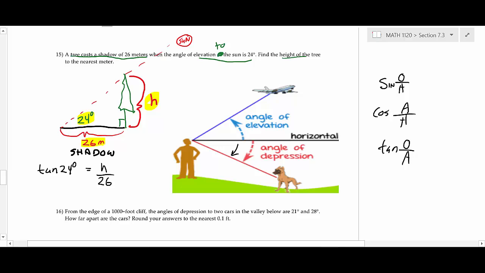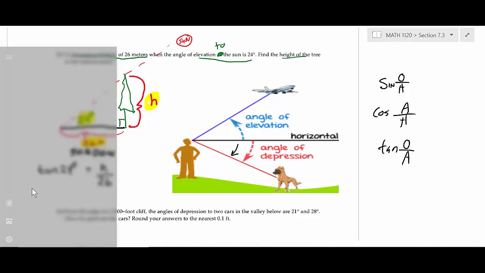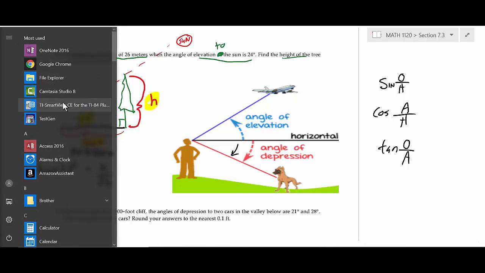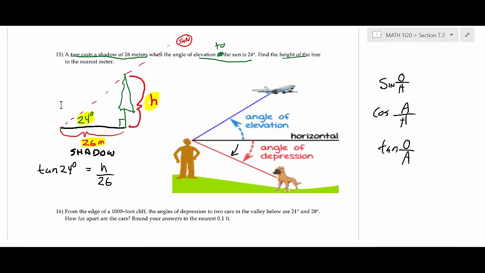You are going to have to use your calculator on this too. So I need to pull my calculator up because I need to use it quite a bit tonight. Okay, so if you're solving this equation, one way to do this is just multiply both sides by 26. The reason you can do that is because of that. That gets the h by itself.